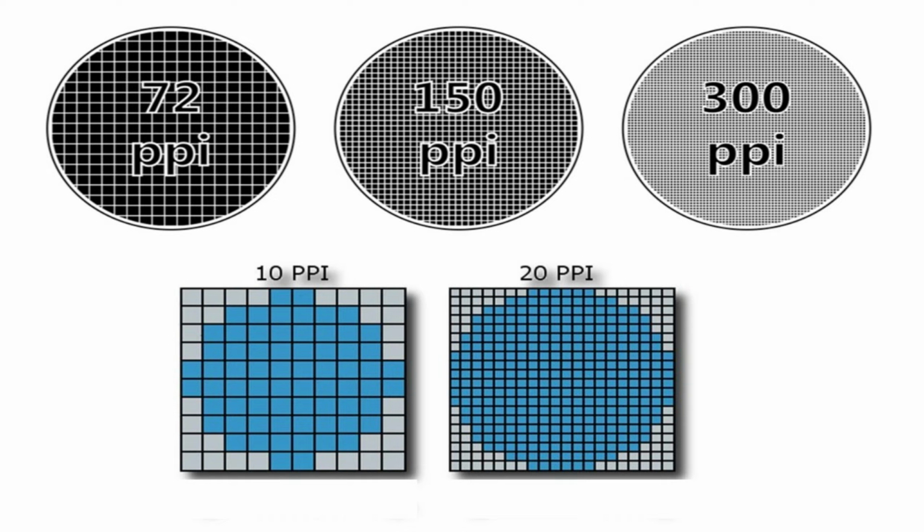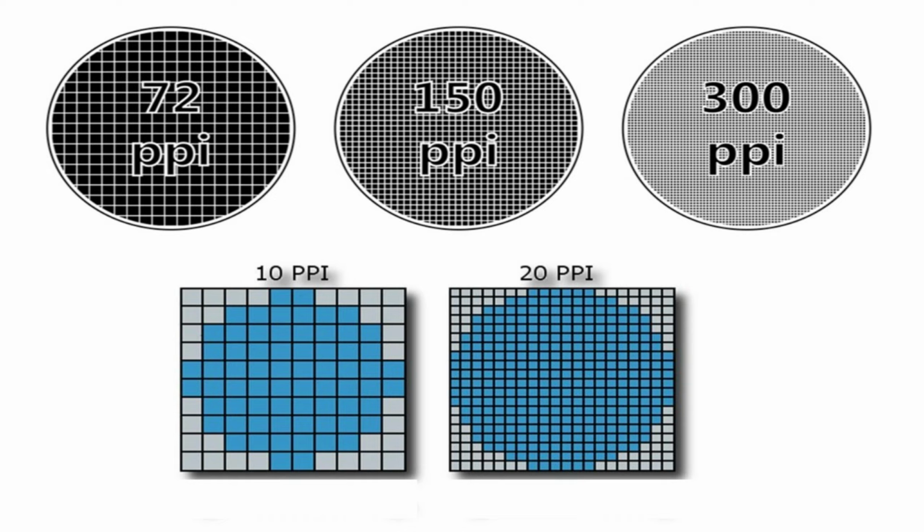This example explains ppi in detail. The first is 72 ppi. It means that for 1 inch height and width, there are 72 squares. The second example, 150 ppi, consists of 150 squares in 1 inch height and 1 inch width. The third example, 300 ppi, consists of 300 squares in 1 inch height and 1 inch width.